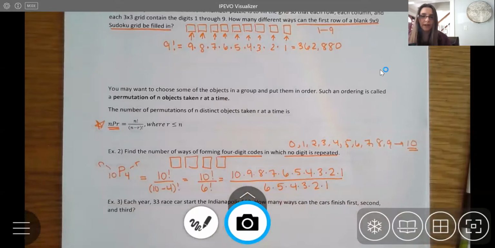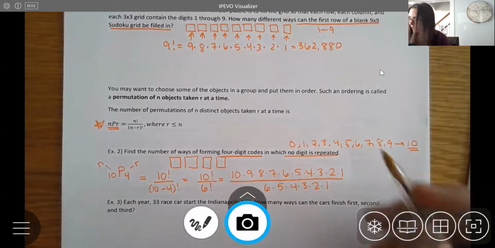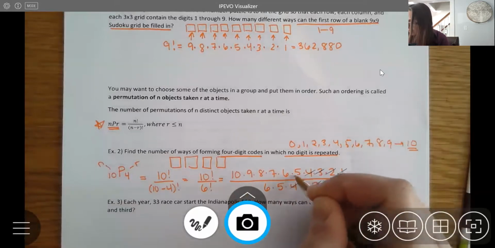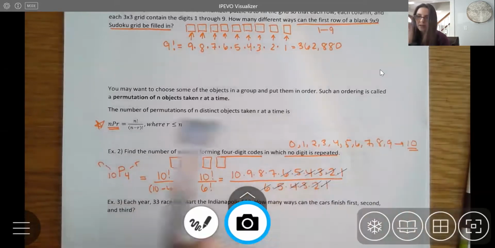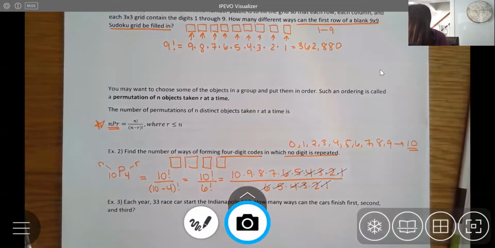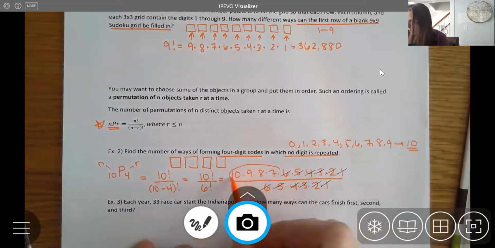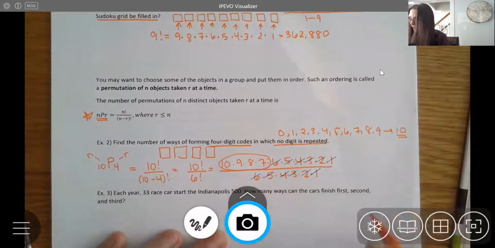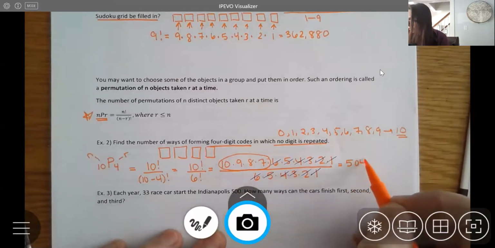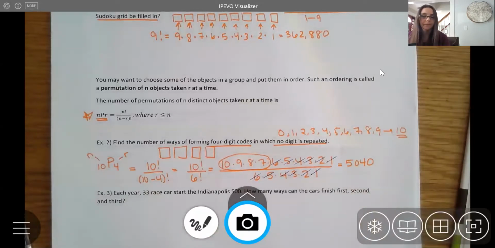So you actually see a lot of times when we use this formula, we do have some values that cancel out, right? So we can simplify this before we start multiplying. Sometimes you do need to do this. Sometimes factorials can get so large that you really do need to cancel things out first. So when we multiply what's left over, all we really have is 10 times 9 times 8 times 7, which ends up being 5,040.